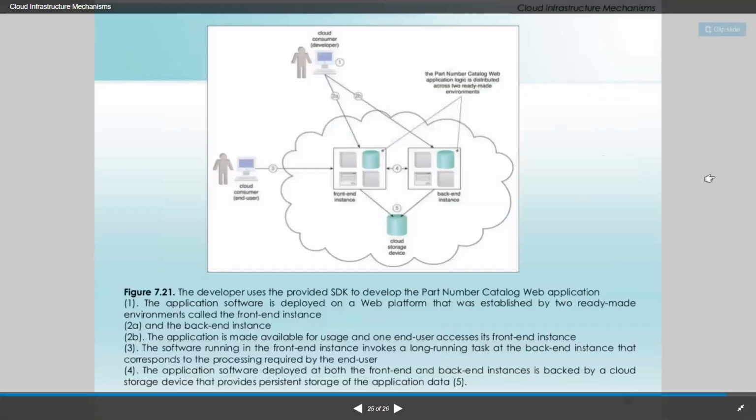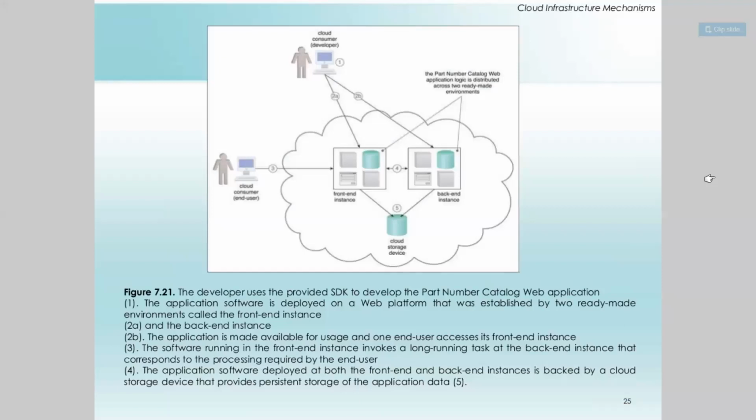So here you can see we have taken an example. We have a cloud consumer, which is your end user. You have your cloud consumer again, which is a developer. And you have your big cloud, where all your services are being provided. There can be front end services and back end services. Your front end can be your SaaS, software as a service, and your back end can be your PaaS, platform as a service.